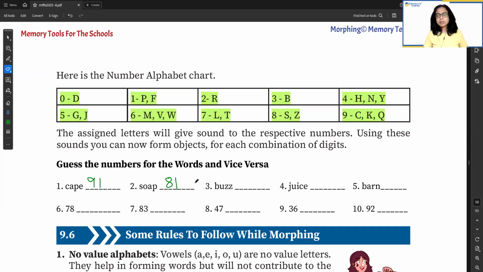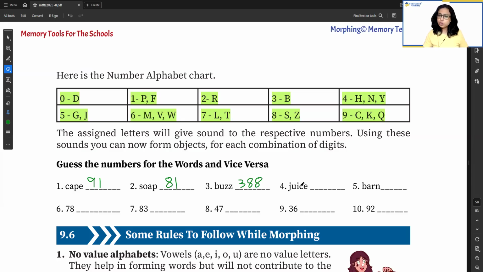What is buzz? If I ask you, or you can type in the chat, what is going to be buzz? Just take a guess. So for buzz, majority of the times kids would say B, so it is 3. Z is 8, and there's another Z. So it is 388.